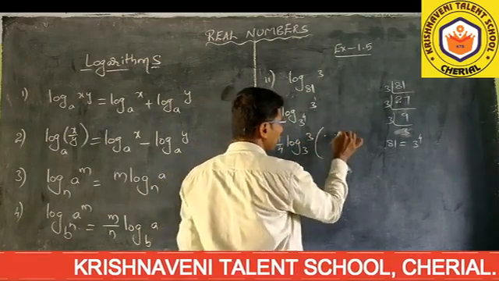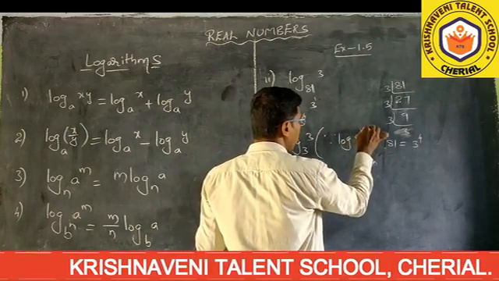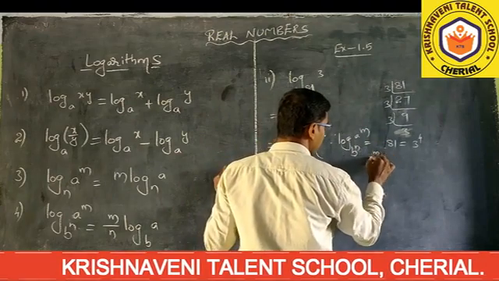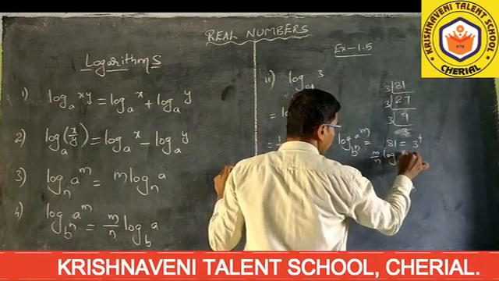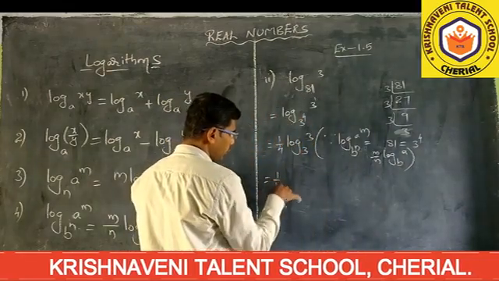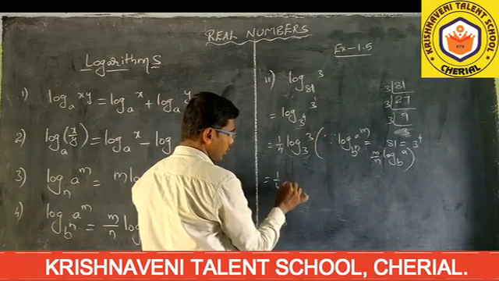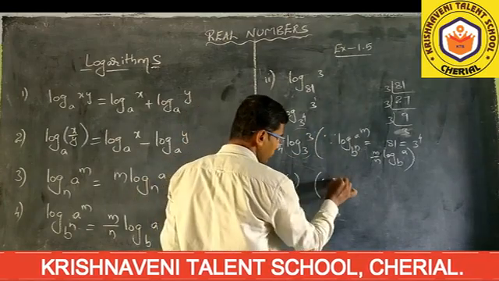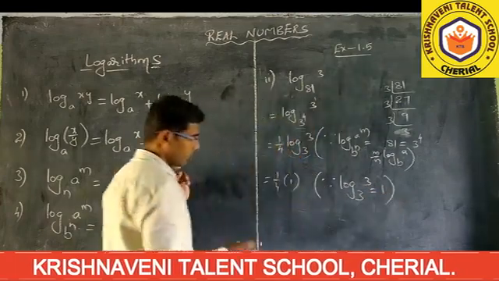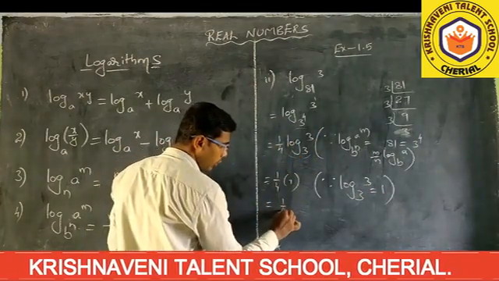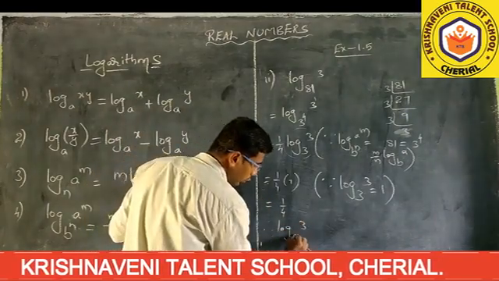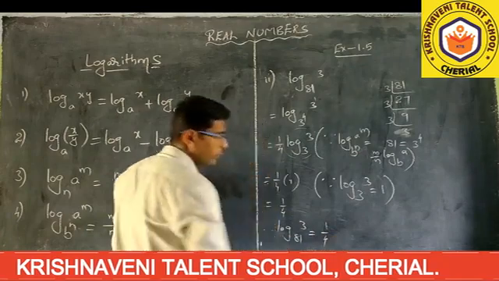Since log a to the power of m to the base b to the power of n equals m by n log a to the base b. Now again, 1 by 4 log 3 to the base 3, the value is how much? 1, since log 3 to the base 3 value is 1. So 1 by 4 into 1, how much will you get? You will get 1 by 4. Therefore log 3 to the base 81 value is equal to 1 by 4.